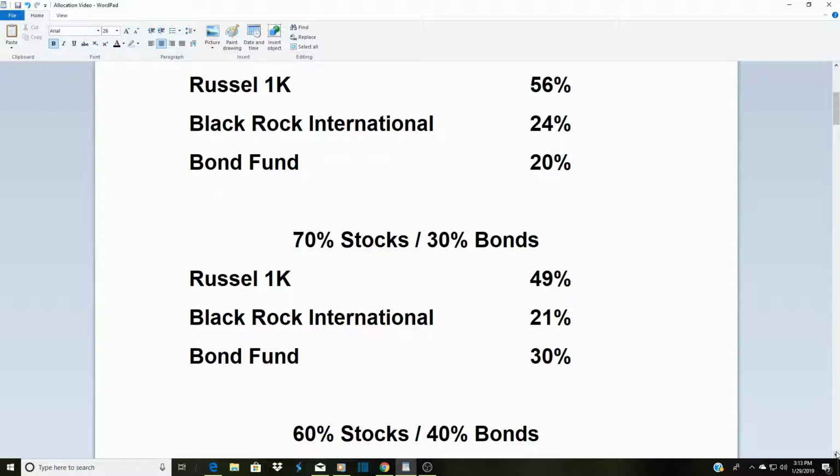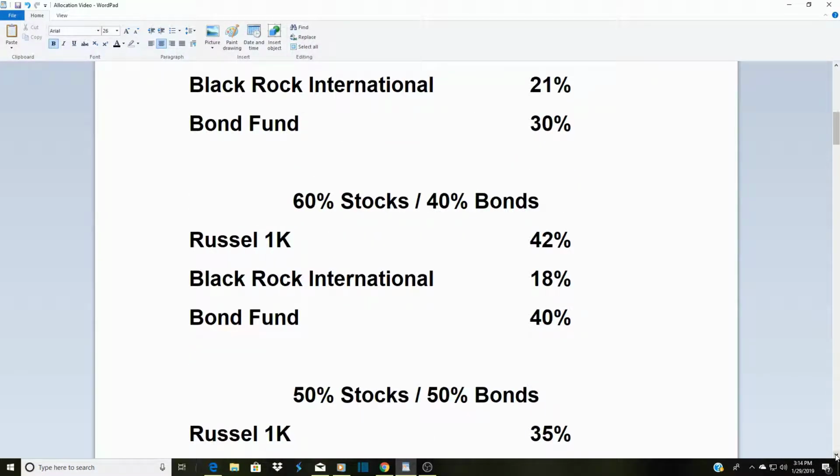Next up, we have the same portfolio, but I just adjusted the numbers for 70% stocks, 30% bonds. So if you look at the bond fund, we have 30% in the bond fund. And then since we're 70% stocks, 70 times 0.7, because we're 70% US, 30% international, that's where you get the 49%. Then if you take 70 minus 49, you get 21%. So as you can see, this is pretty simple math. A second grader could do it. So you have a pretty solid 70-30 portfolio, 49% Russell 1000, 21% BlackRock International, 30% bond fund.